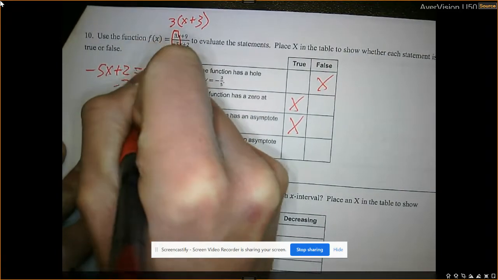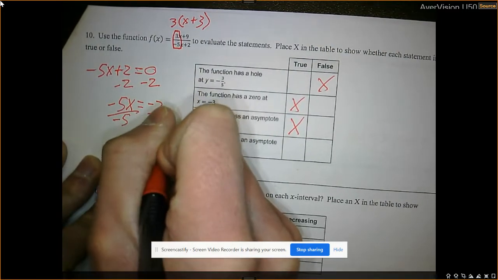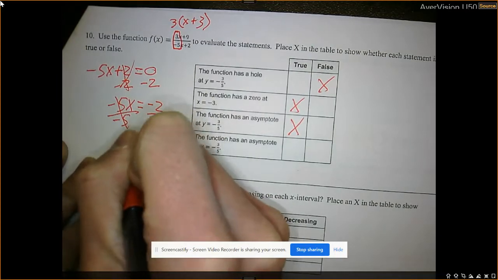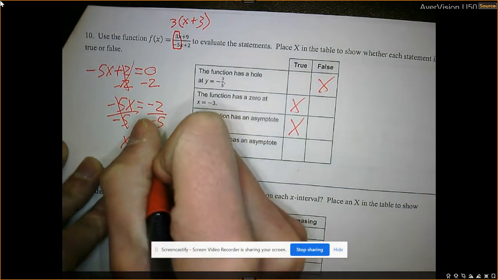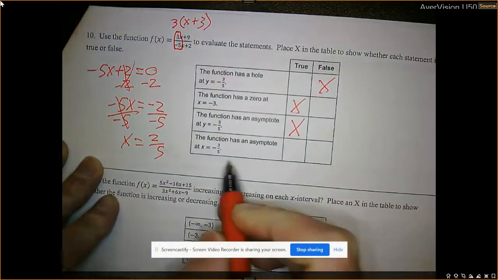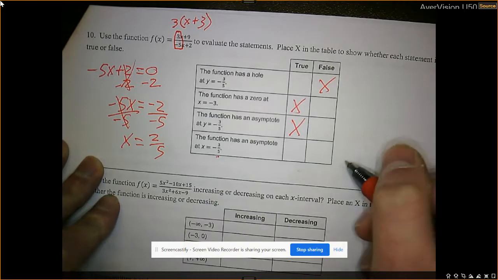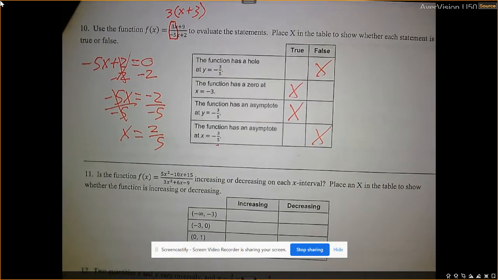Negative 5x equals negative 2. And then lastly, I need to divide both sides by negative 5. That gets my x alone. And we get x equals 2 over 5. Well, this is saying 3 over 5, so this is false. Okay, so that's what you should get there.